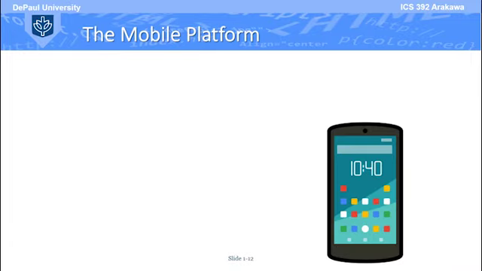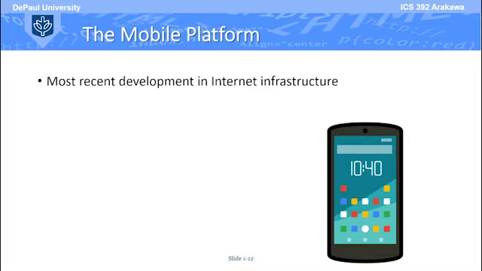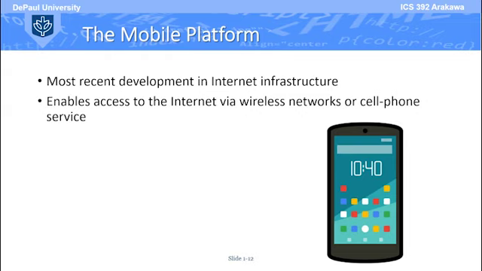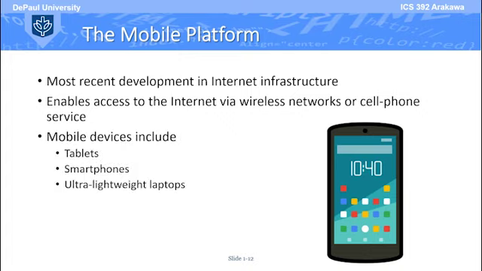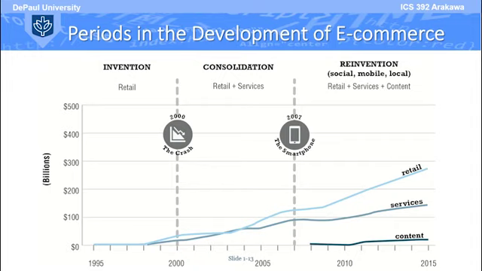Probably the last significant milestone in e-commerce is the development of the smartphone, and we'll refer to that as a mobile platform, mobile e-commerce. We know that we can get to the Internet with our 4G connections, and these include our devices like our tablets and phablets, smartphones, and lightweight laptops.